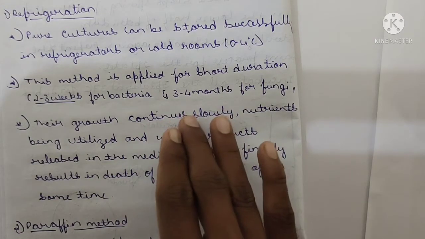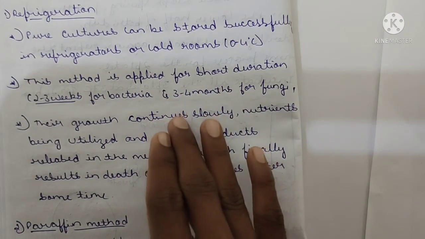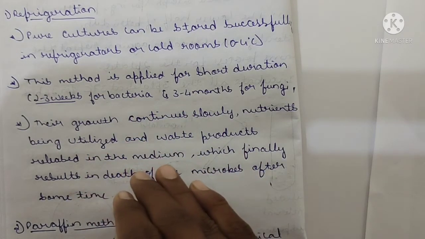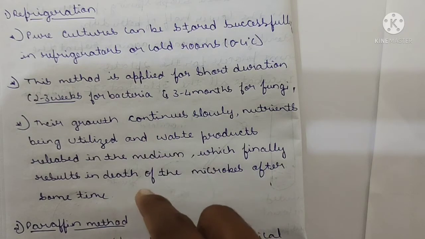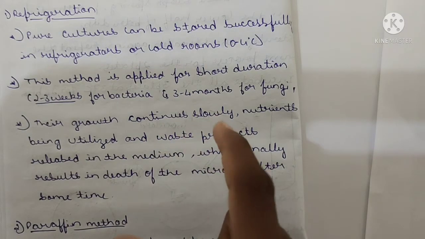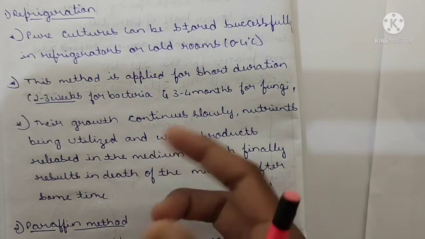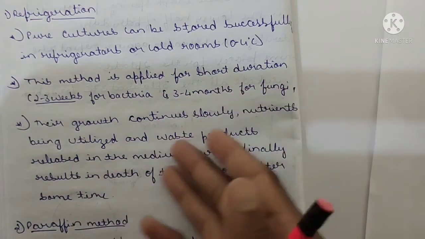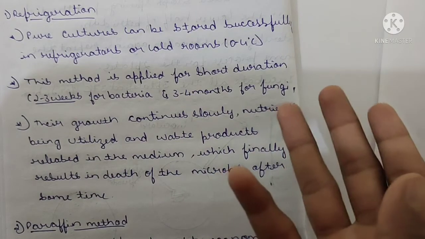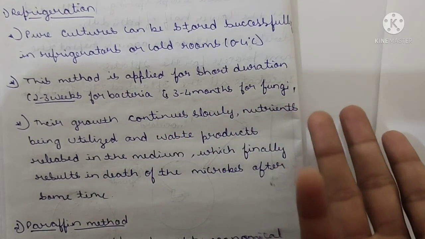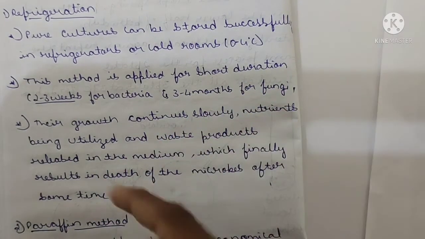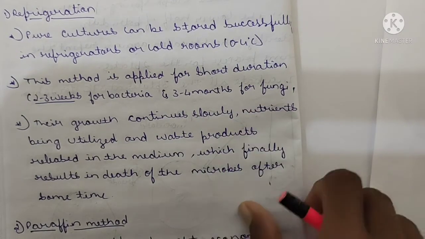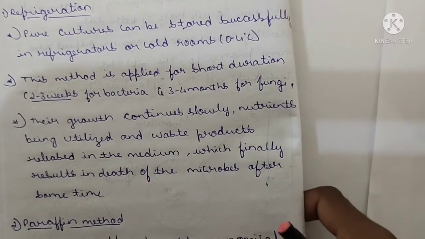Okay, if you keep the pure culture in the refrigerator, it shows slight growth and the nutrients are utilized. In that broth culture we are adding nutrients. The nutrients are utilized and generally they will release waste products. That waste product is released in the media only, which finally results in the death of the microbes after some time. Got it? This is one type of refrigeration. It is a preservative for pure culture.